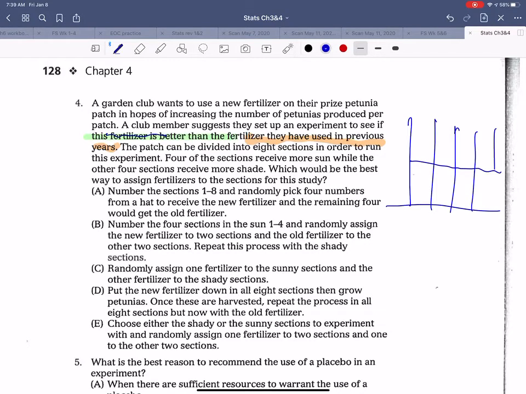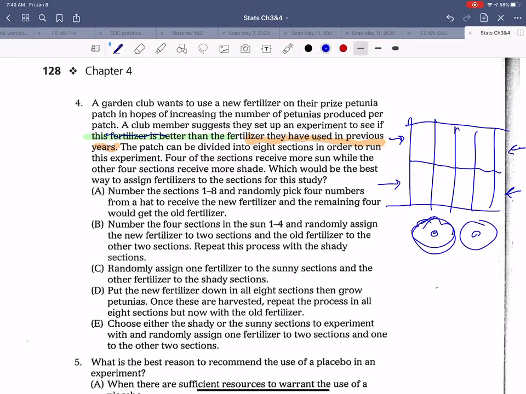Four of the sections receive more sun, while the other 4 receive more shade. So apparently, maybe there's some trees here. And so these 4 get more shade, and these are in the direct sun. So this is why we would do blocking. We would want things that we know happen to be alike from one another.